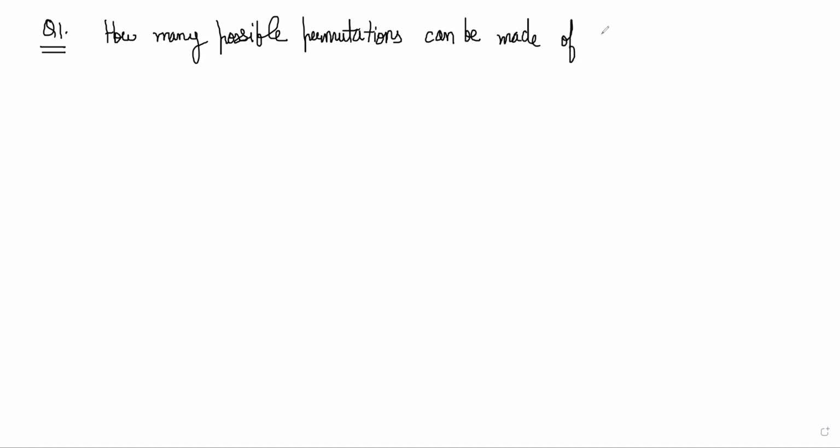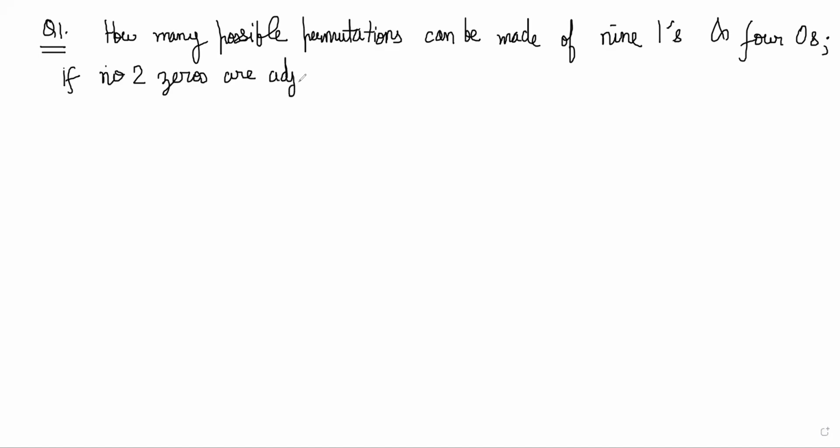So first one is how many possible permutations can be made of 9 ones and 4 zeros if no 2 zeros are adjacent? No 2 zeros are adjacent.